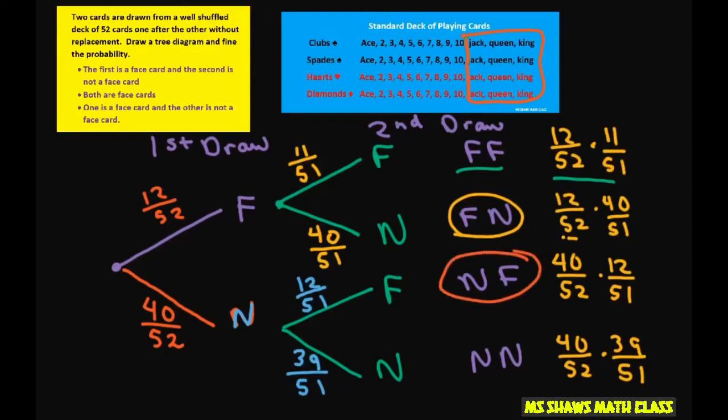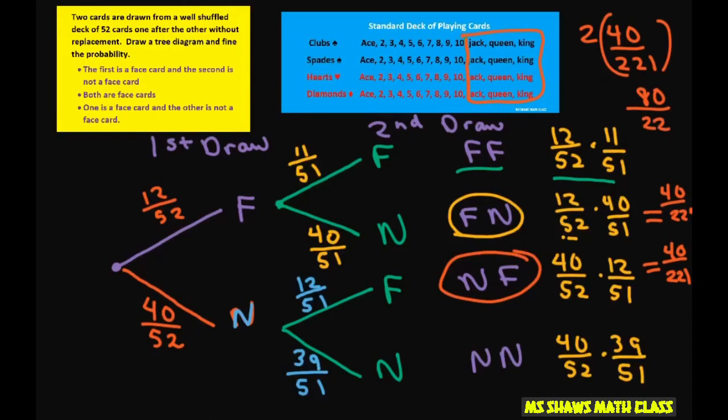So basically, we're going to take our first number, we already got this, was 40 out of 221. And so is this one. That's the same. It's 40 out of 221. Since there's two of them, you just multiply this by 2, and you're going to get 80 out of 221, or 80 divided by 221. And that's it.